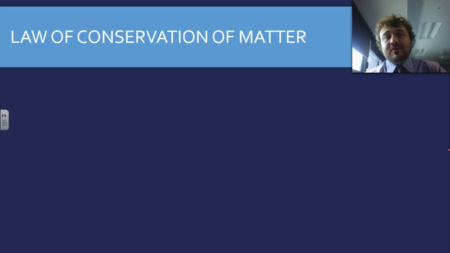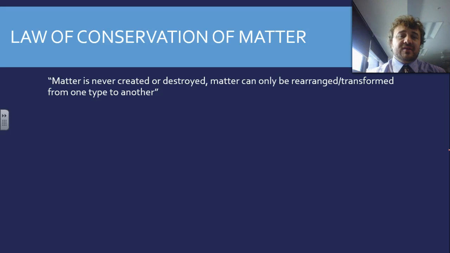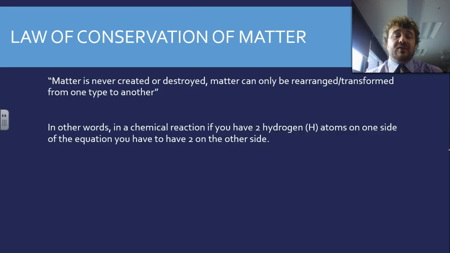So the first thing we want to focus on is the law of conservation of matter. This is sometimes called the law of conservation of mass, or the law of conservation of energy, and that's because they're all different angles of the same thing. Matter is never created or destroyed, or mass is never created or destroyed. It can only be rearranged or transformed from one type to another. So what that means is, in a chemical reaction, if you've got two hydrogens on one side of the equation, you need to have two hydrogens on the other side of the equation. Otherwise, you've not conserved matter.